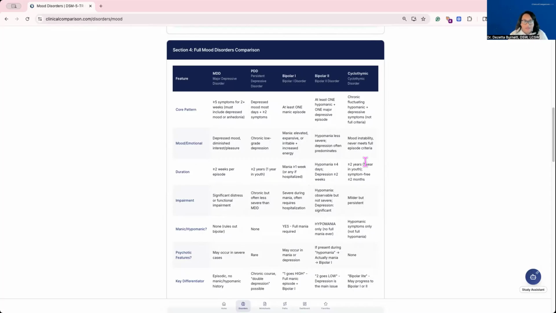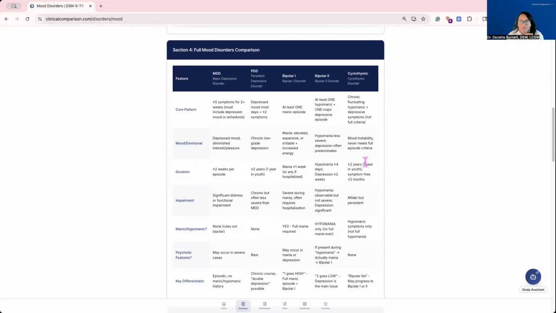Okay. So when we're looking at major depressive disorder, remember 5 symptoms for 2 weeks. One of those symptoms must be depressed mood or anhedonia. And then we're talking about persistent depressive disorder. This person is depressed most of the time, and they have 2 or more symptoms, right? Bipolar 1, at least one manic episode equals bipolar forever. Bipolar 2 is one hypomanic plus one major depressive episode.